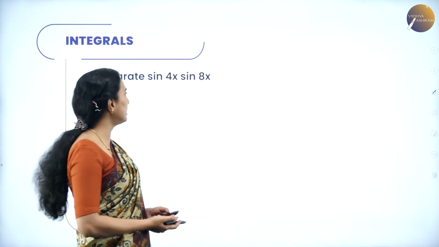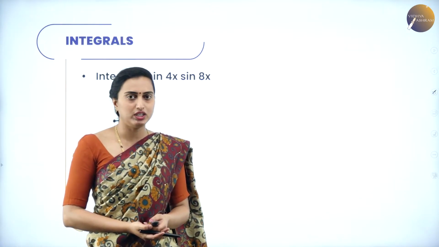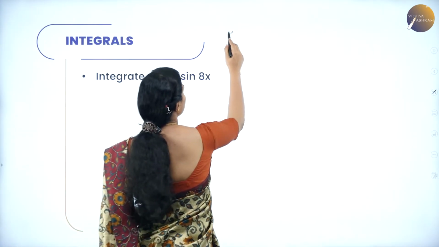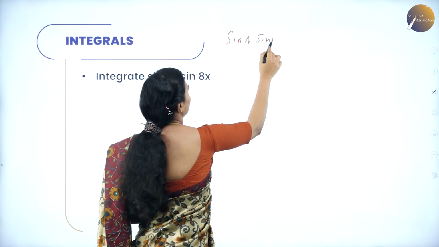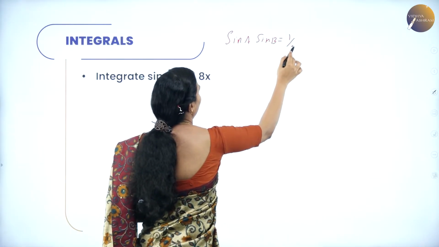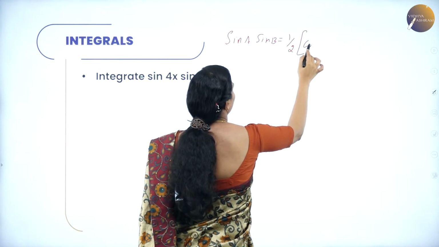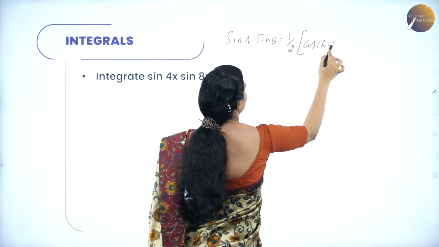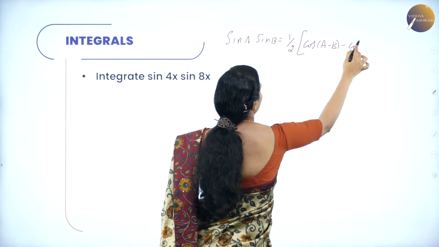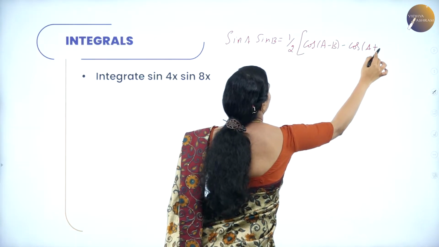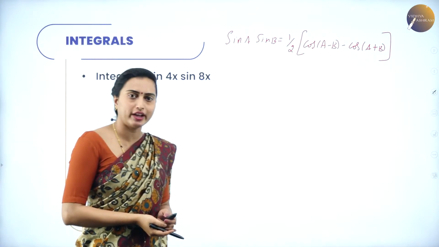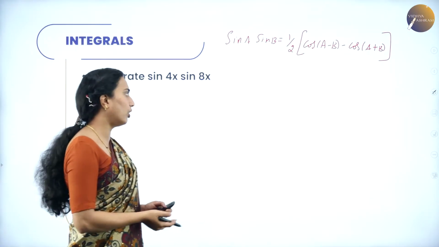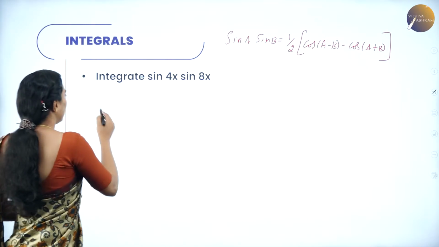Integrate sine 4x into sine 8x. Now dears, this is according to the formula sine A into sine B. What is sine A into sine B? Half cos of A minus B minus cos of A plus B. Now according to this formula, if you expand this one, taking A as 4x and B as 8x, you are going to get the answer.